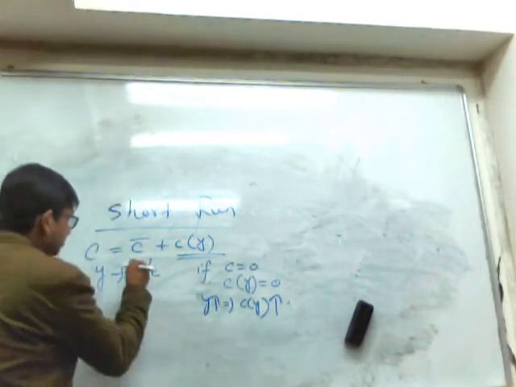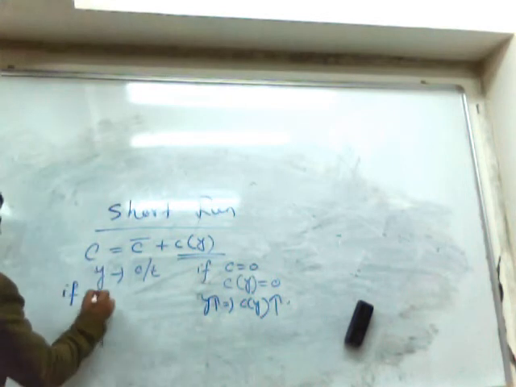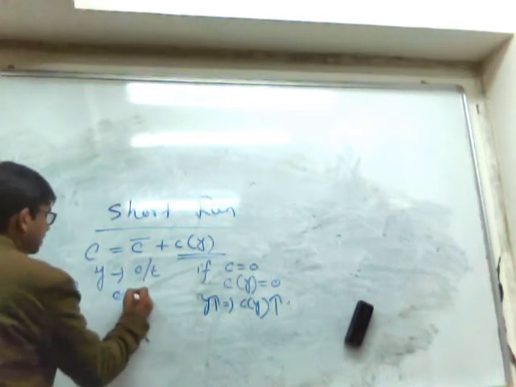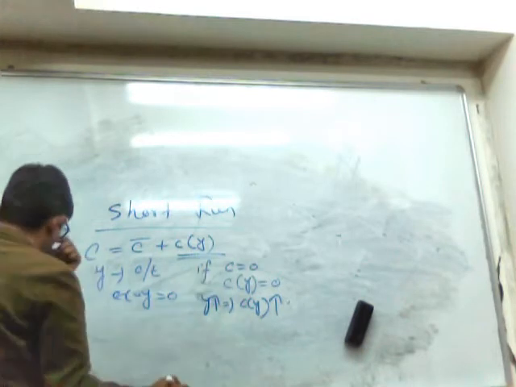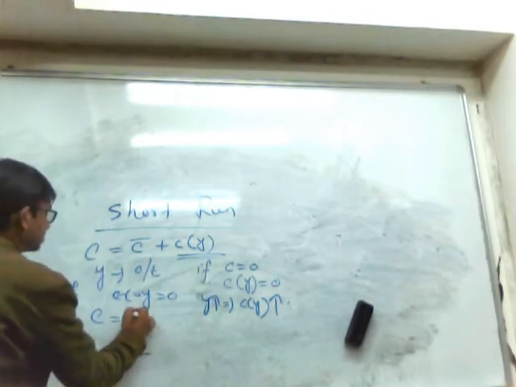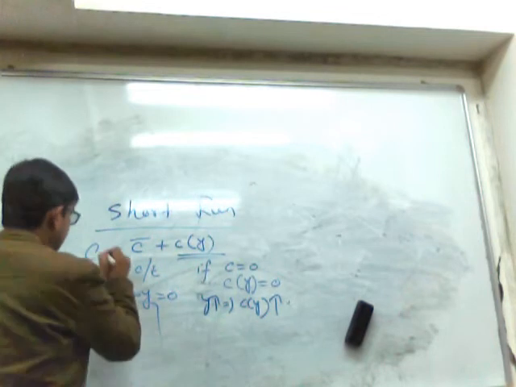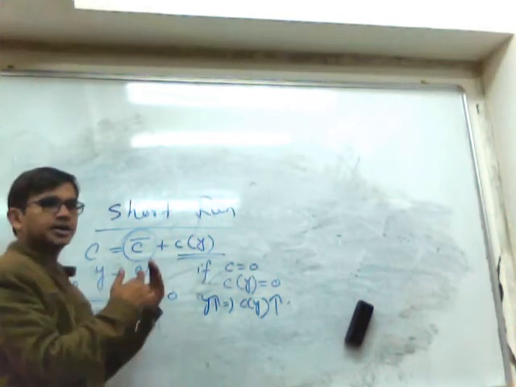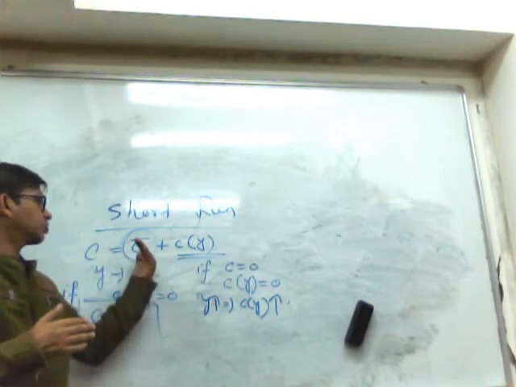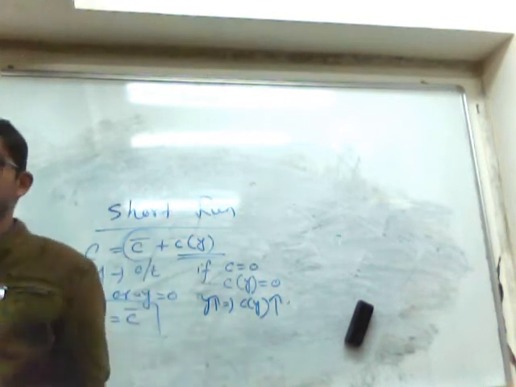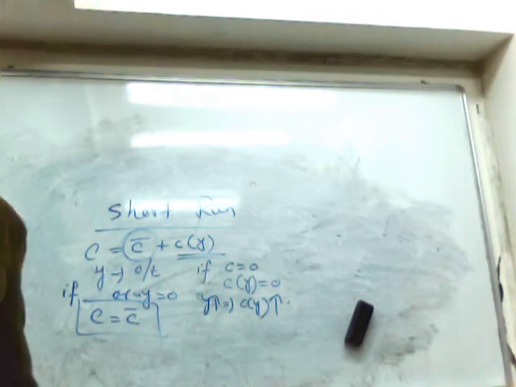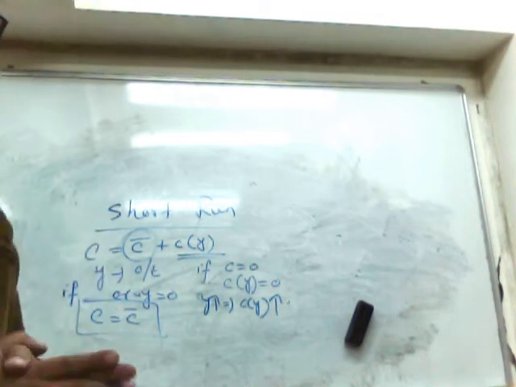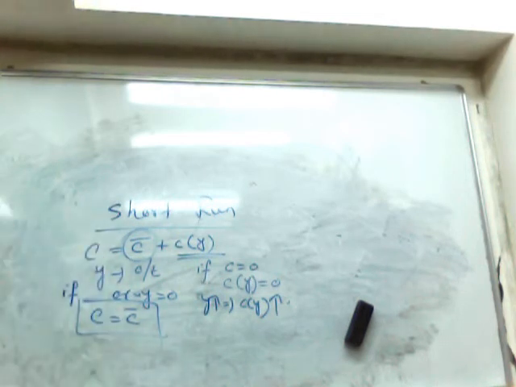Now let us come to this part. If y equals 0, then Cy will be 0 and C will be equal to C bar. So this C bar is known as the fixed cost of production. From the equation it is very clear that the fixed cost of production is independent of the level of output. Whatever may be the level of output, that does not change the fixed cost of production.